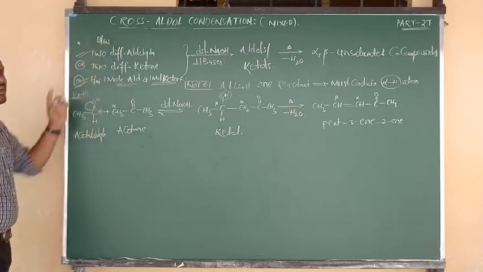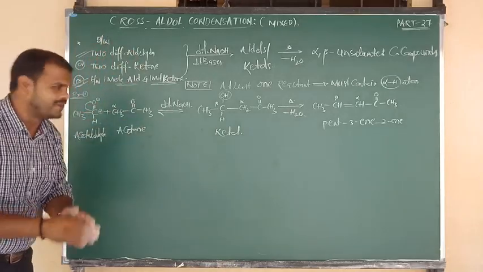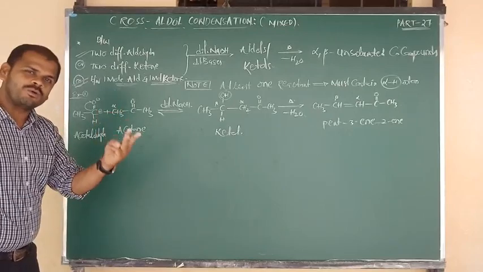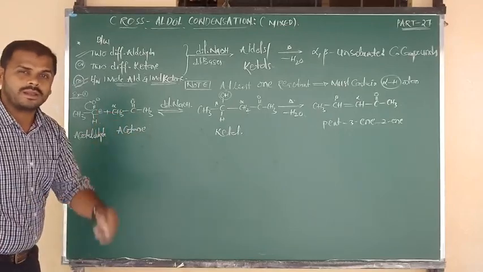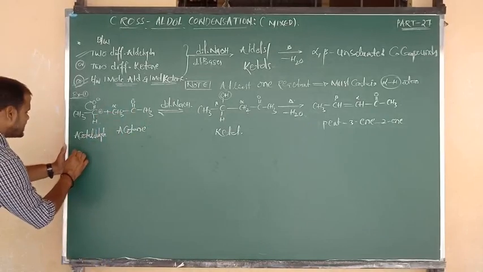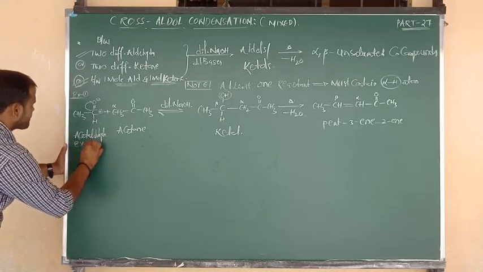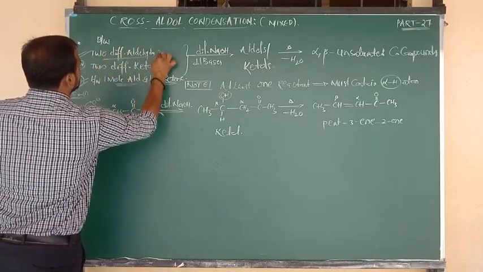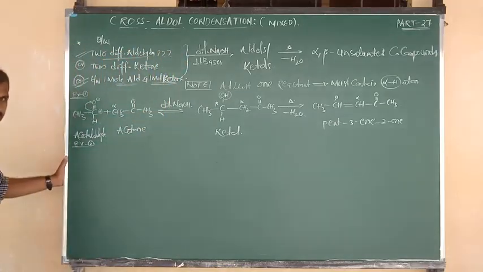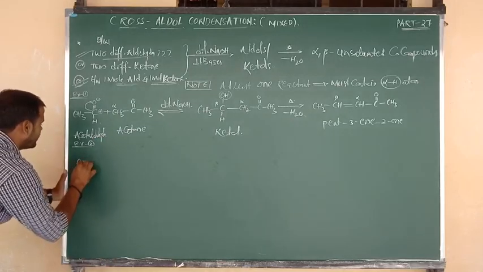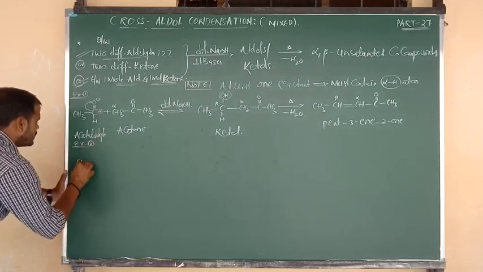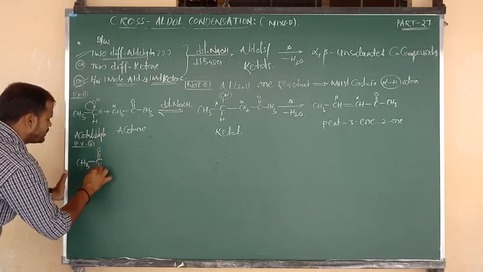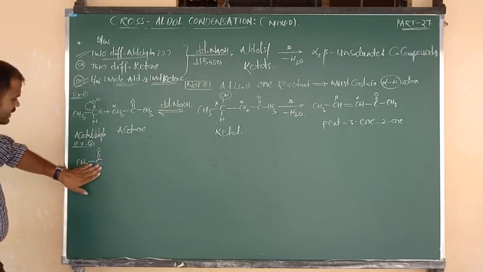What is the condition? Cross-aldol condensation taking place between 2 different aldehydes. 1 aldehyde with 2 carbons, 1 more aldehyde with 3 carbons. Like the 2 different aldehydes I am going to take. First, suppose example number 2. Now suppose cross-aldol condensation takes place between 2 different aldehydes. Number 1 is acetaldehyde: CH3 bonded to C, double bond O, bonded to H. So this is acetaldehyde, it contains 2 carbons.